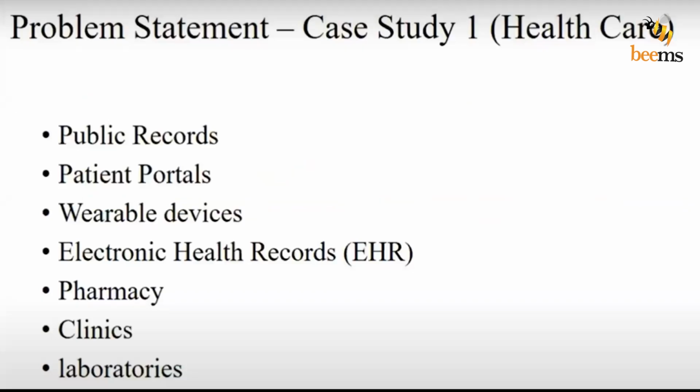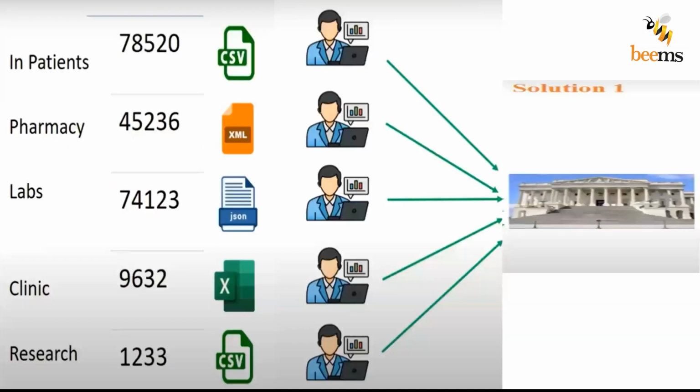Assume that I have some healthcare specific data. If you look at any healthcare company, data will come from different sources: public records, patient portals where they capture patient information, wearable devices where they capture the health condition of the patients, electronic health records where they capture daily information, pharmacy information, clinics information, and laboratories, which also generate digital images and scanning reports. See, all these are part of every company's data.